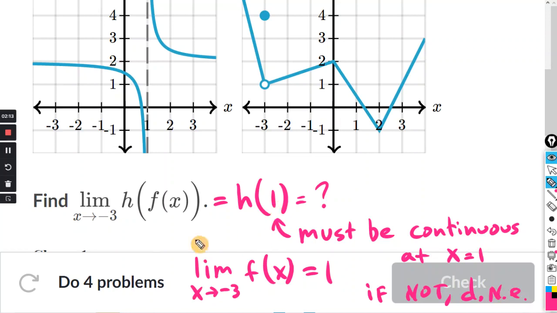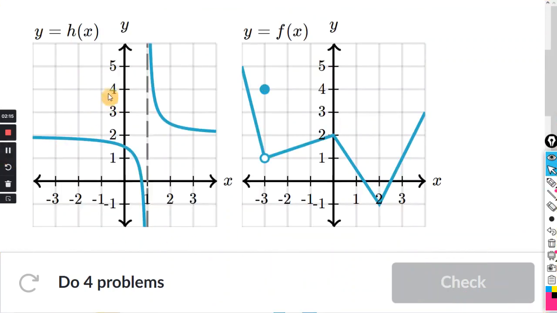So let's take a look. This graph here is the h function, and we said we're evaluating it at x equals 1. So you can see this asymptote here. We can't evaluate it at x equals 1. Here it goes down to -infinity. Here it goes up to +infinity. So we cannot evaluate h of 1. So that's going to be DNE, does not exist.